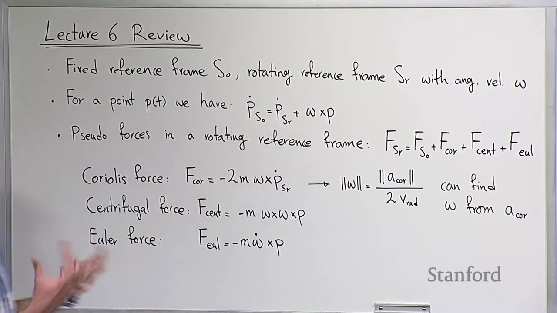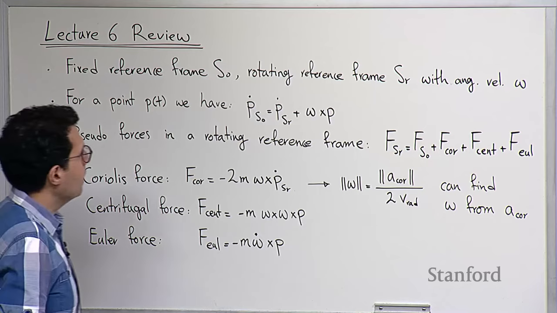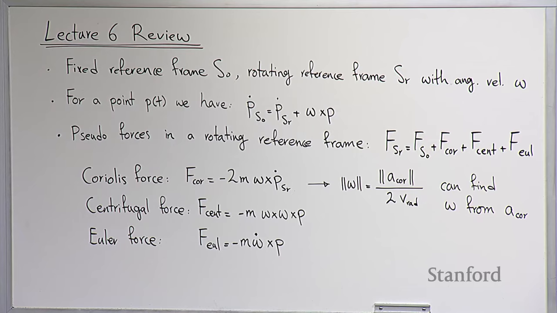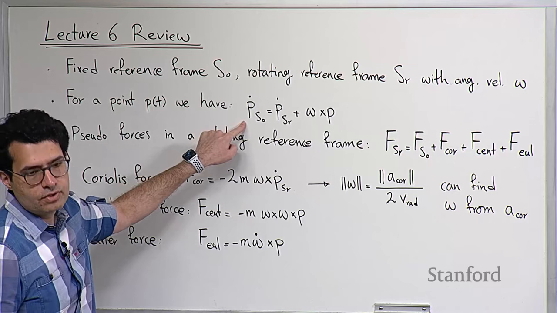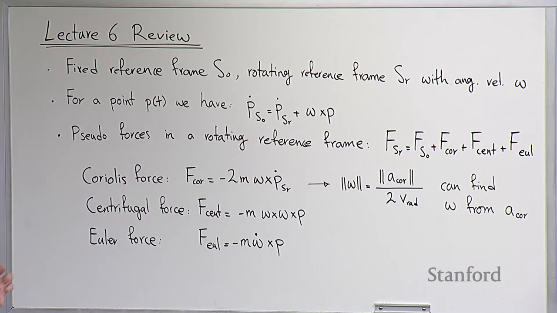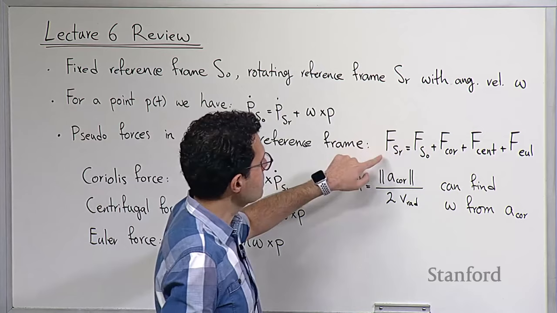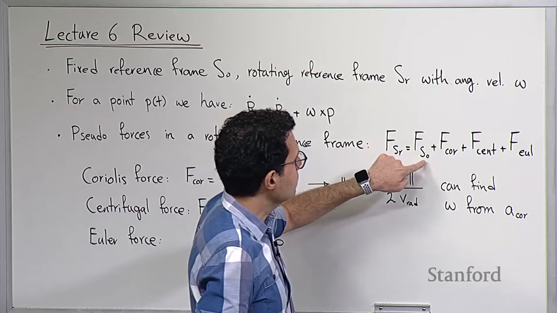Now, from there, we started looking at the forces that are observed in the two reference frames. Why forces? Because inertial sensors, as we know, measure forces. So we started from Newton's law, F equals m times a, and took another derivative of the position equation, and then we were able to relate the forces. The force in the rotating reference frame, F in SR, is equal to the force in the fixed frame plus three additional terms.